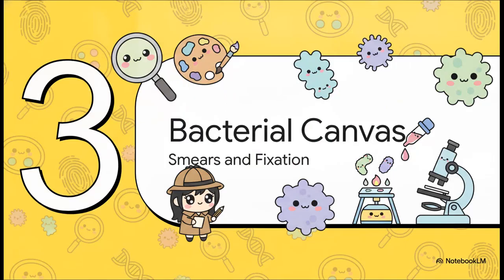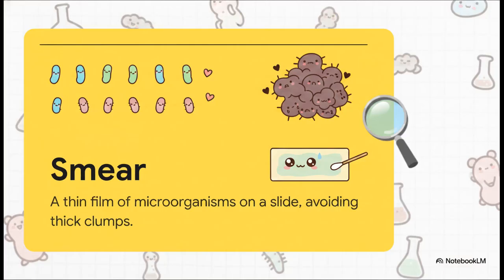All right, section 3, preparing the bacterial canvas. Smears and fixation. Look, before a detective can paint a profile of a suspect, they have to meticulously prep their canvas. And in the lab, the very first step is creating a smear. A smear is simply a very thin film of microorganisms spread out over a glass slide. And I really can't emphasize the words thin film enough here. Spreading a tiny, minute sample is incredibly crucial, because if the smear is too thick, you're just going to get massive clumps of bacteria. And those clumps make it entirely impossible to actually discern any individual cellular morphology or see how the cells are arranged.